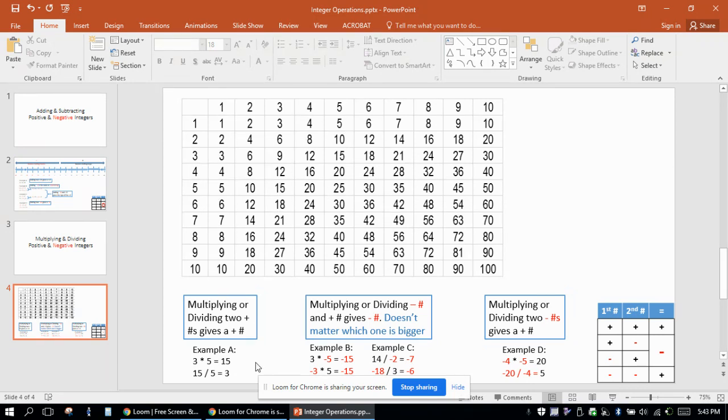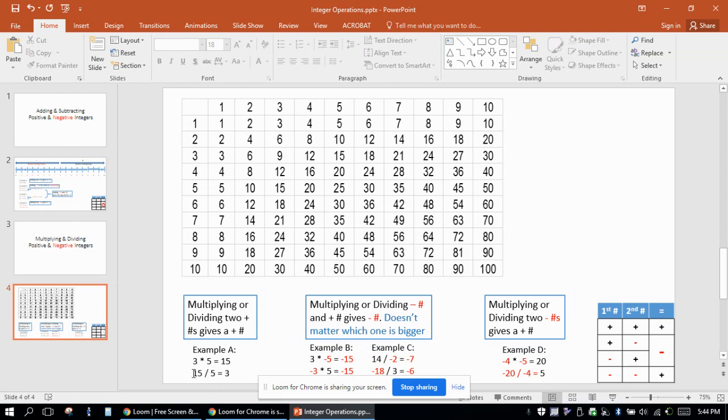So once again, just like last video, let's examine some examples, and then that way we can figure out the rules for multiplying and dividing positive and negative integers. Let's start out with a situation when both of the numbers are positive. So positive 3 times positive 5 gives you a positive 15. So multiplying two positive numbers gives you a positive answer.